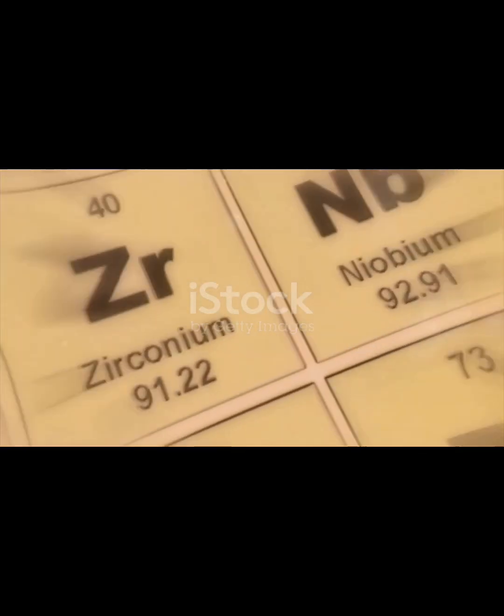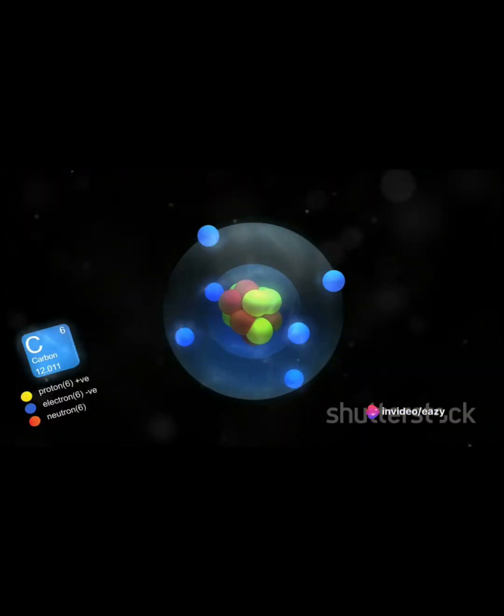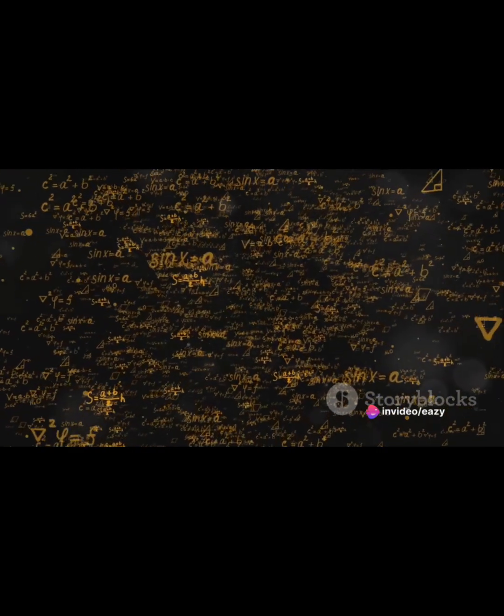You've probably seen the periodic table, a scientific chart that organizes these elements based on their atomic number. That's the number of protons in an atom. Elements in the same column? They share similar chemical properties.